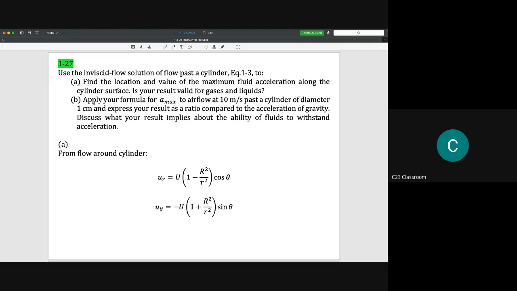And then we need to apply the formula for A max, acceleration max, to air flow at 10 meters per second past a cylinder of diameter 1 centimeter, and express your result as a ratio compared to the acceleration of gravity. Discuss what your result implies about the ability of fluid to withstand acceleration.